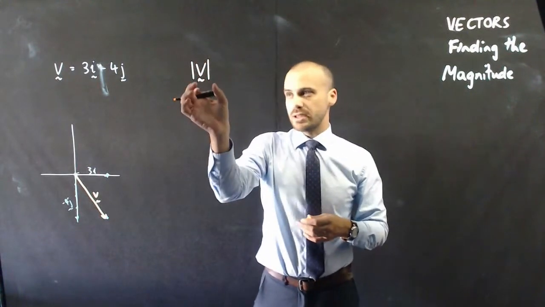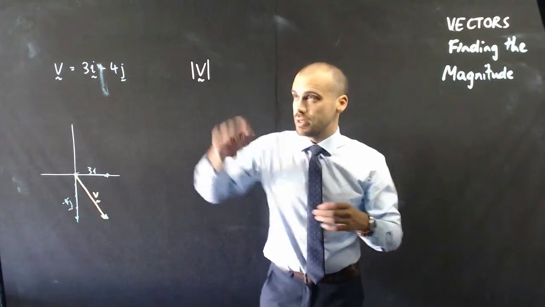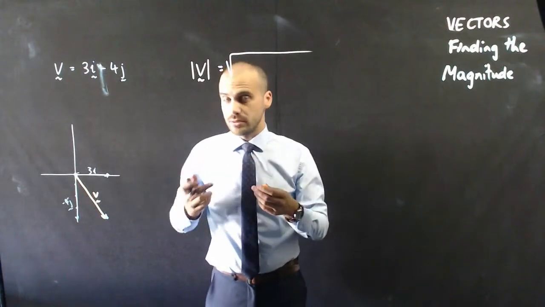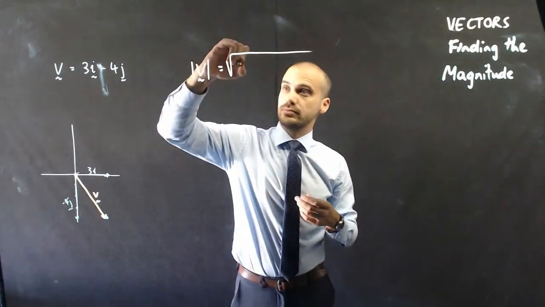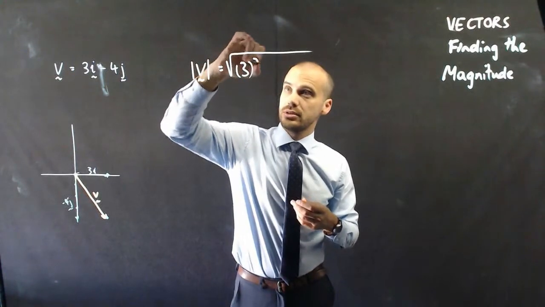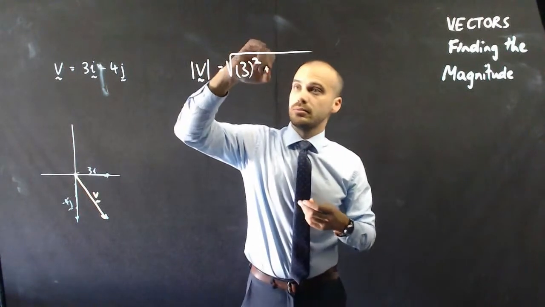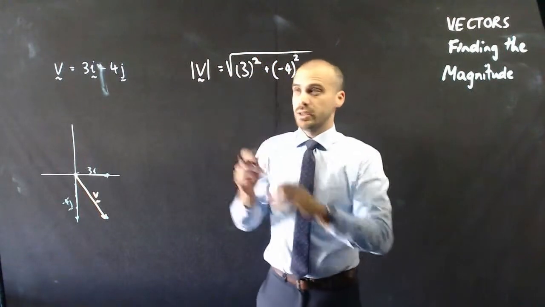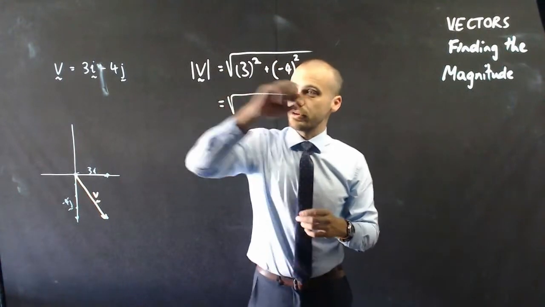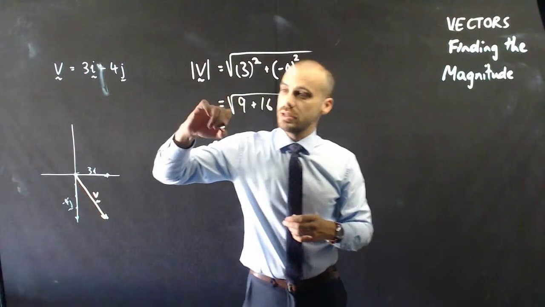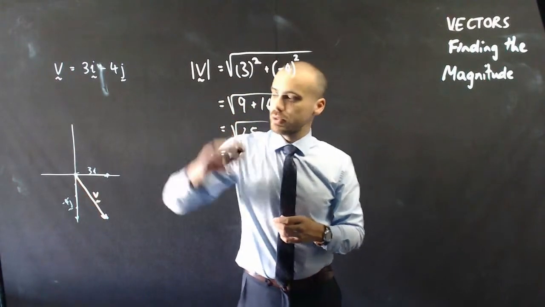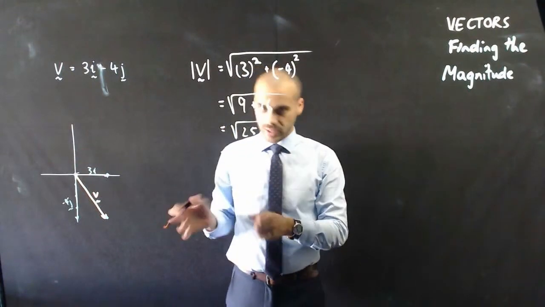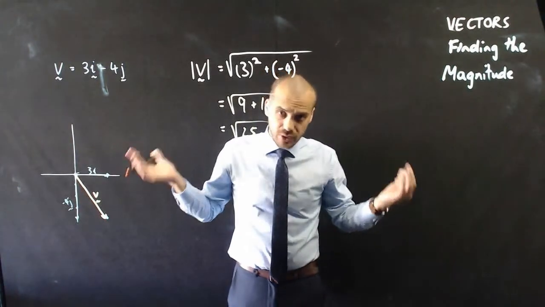So that says the magnitude of v, or vector v, is equal to the square root of its components squared. So it's equal to the square root of 3 squared plus negative 4 squared. Okay, and that's going to be the square root of 9 plus 16. It's going to be the square root of 25, which means that the magnitude of this vector is equal to 5. We know the length of this vector is equal to 5 because of Pythagoras' theorem.